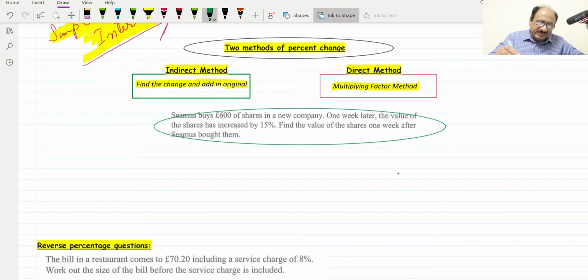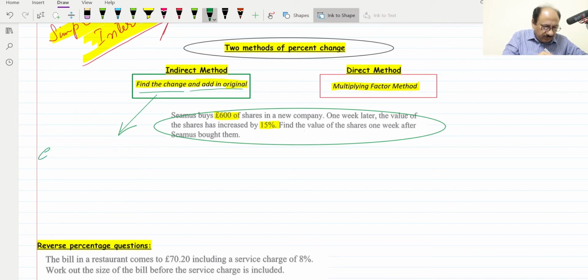Samuel buys 600 pounds of shares in a new company. One week later, the value of the shares has increased by 15%. Find the value of the shares one week after Samuel bought them. First we will calculate the change, and then add it to the original.